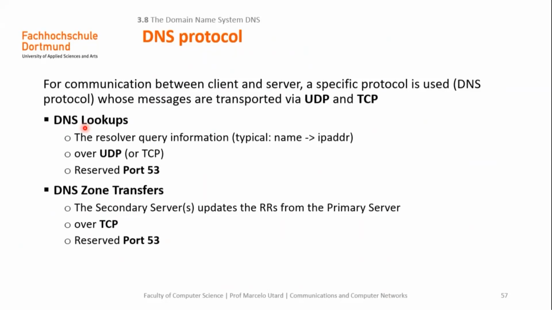DNS zone transfer, in fact, is used when the secondary server updates the resource records from the primary server, and in that case, the DNS messages are encapsulated within TCP. And the reserved port, in the cases of DNS lookups and of DNS zone transfers, in UDP and in TCP, is 53, the port number.